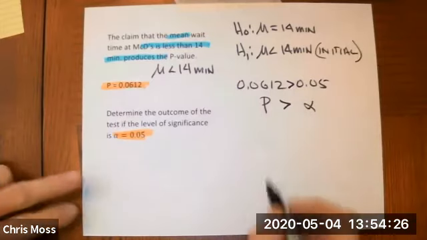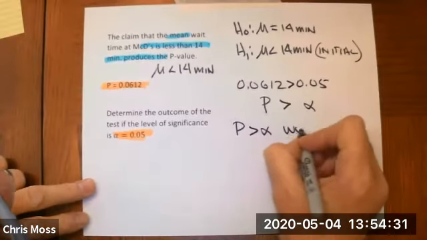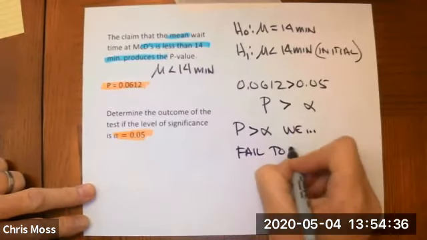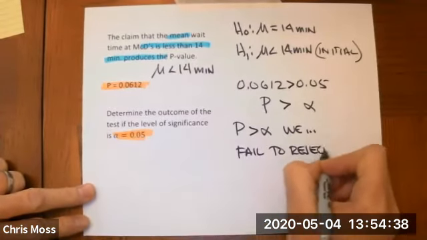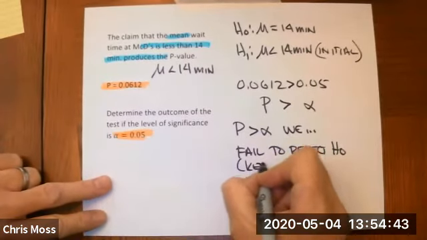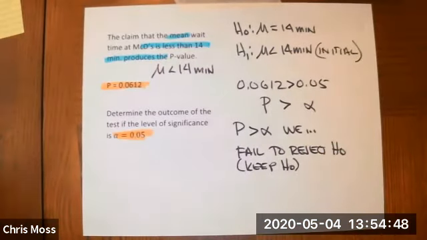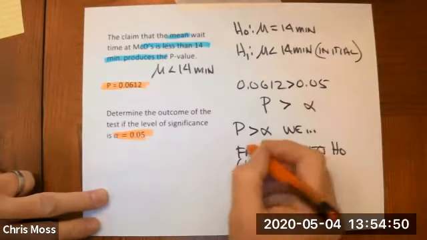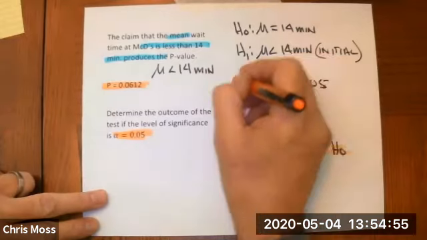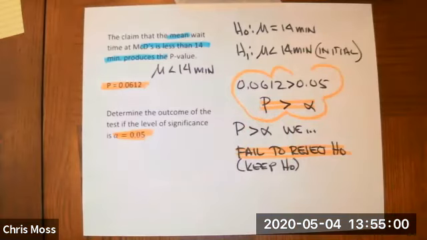And this is where I'll need to remember that when p is greater than alpha, and this is the one that sounds a little odd, we fail to reject the null hypothesis, which means we're going to keep that null hypothesis. Take a look at that wording. Fail to reject. And that's what we do when the p-value is greater than the alpha.